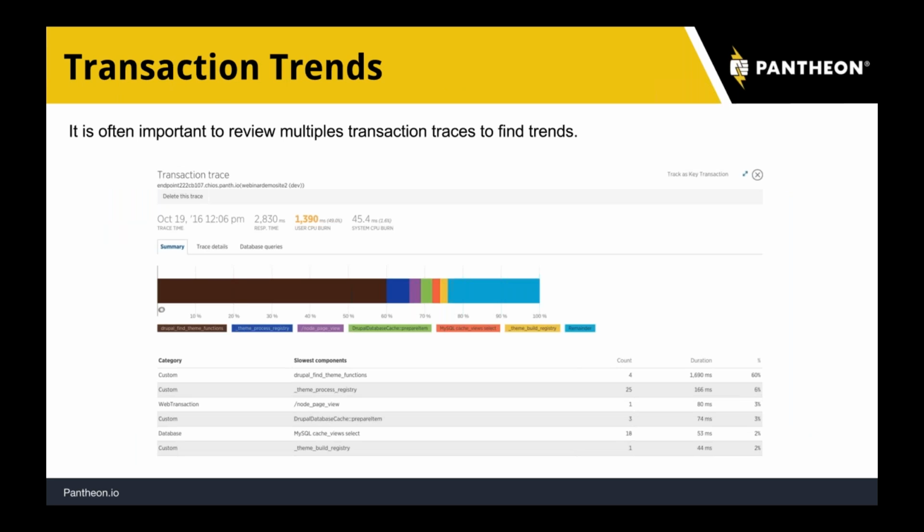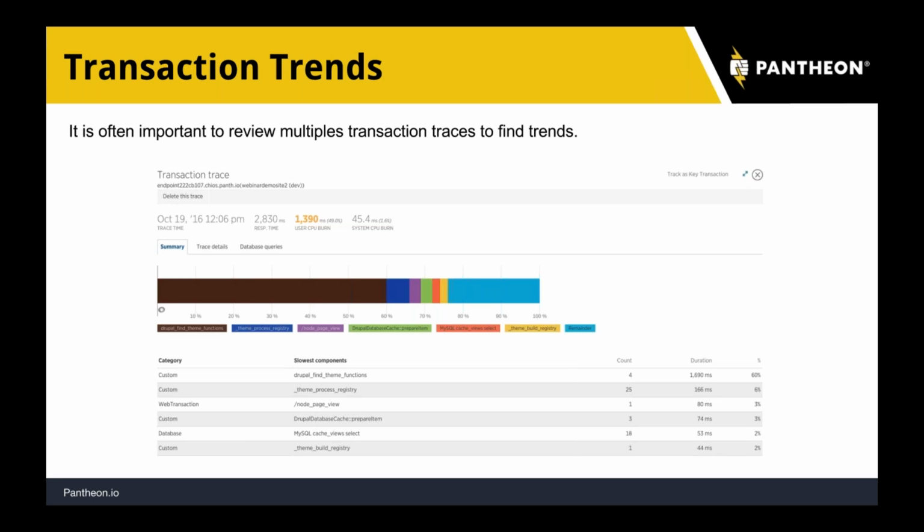So we're going to start looking at transactions at this point to try to figure out what happened with this deploy. The first thing I do when looking for a problem like this is basically pull up any transaction traces I have and open them into multiple tabs and try to get a trend. So the reason I do that is you look at this transaction, we're spending most of our time in Drupal find theme functions.